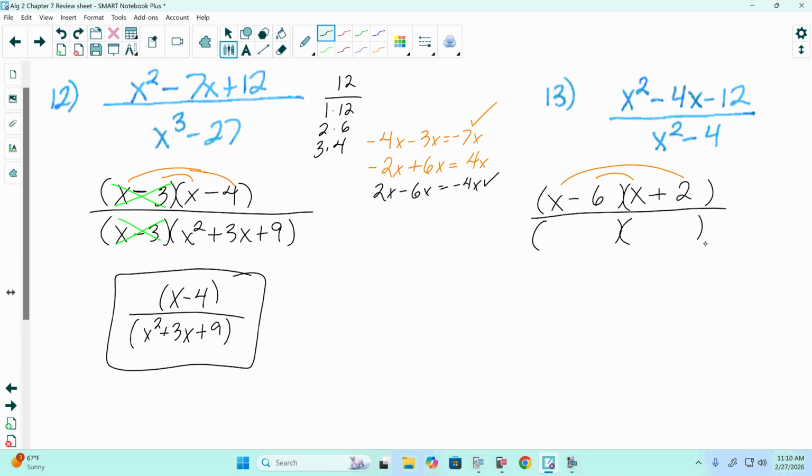X squared minus 4. No greatest common factor. Always be looking for that greatest common factor. It's going to make our lives easier. Since there's not one and we only have two terms being subtracted, the only real option for factoring we have is difference of perfect squares. X squared would be what? X and x. What times itself is 4? 2. So it'd be x plus 2 times x minus 2.